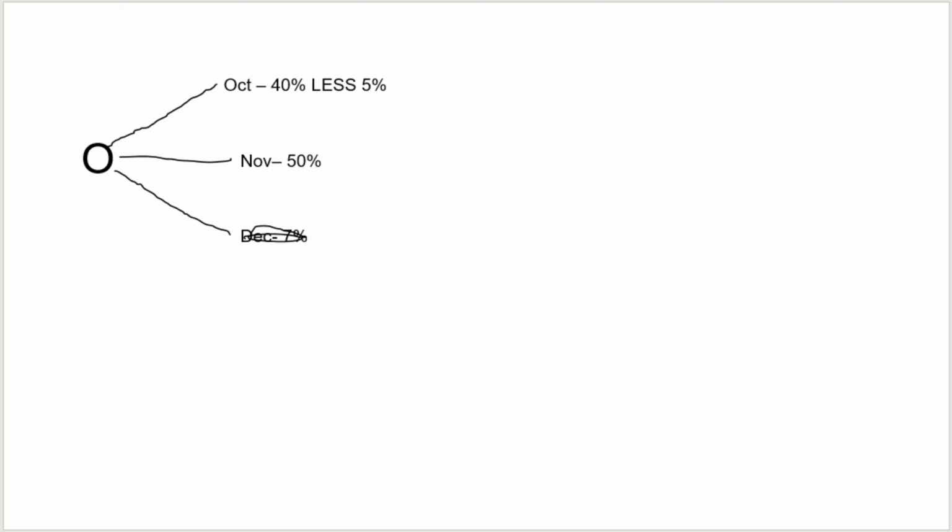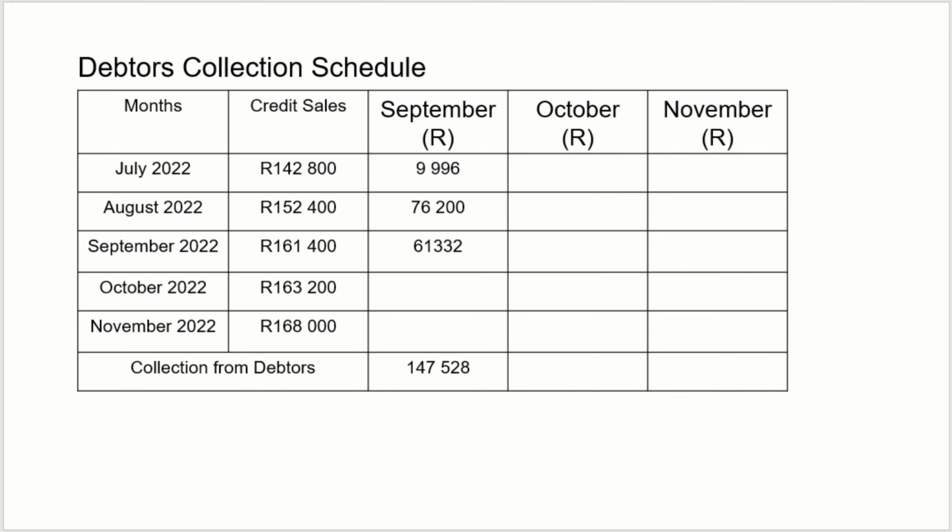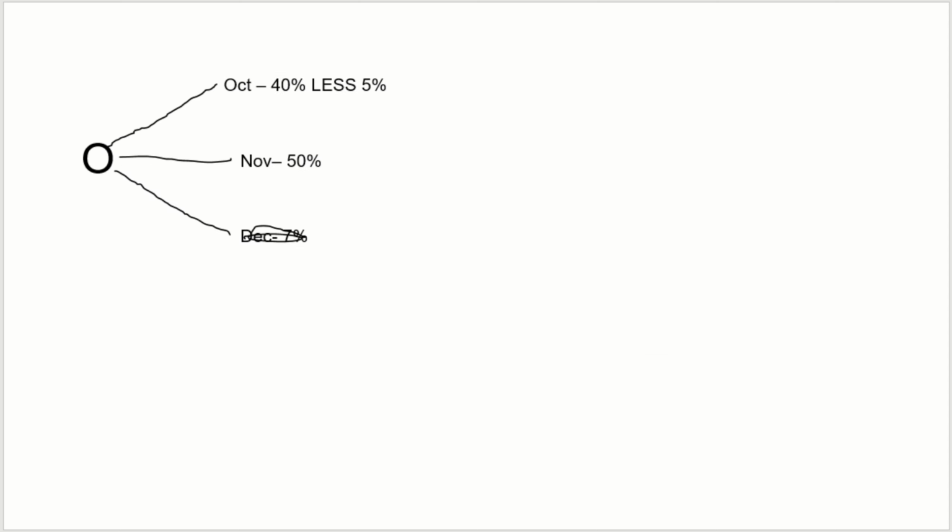All right, now what we're doing now, we're going to take the amount for the credit sales, we're going to multiply them by the 40% and also account for the 5% discount. How do we do that? So we do that by taking the credit sales of 163,200, and we multiply them by how many percent? By 40%, just like that. But what happened to that 5%?